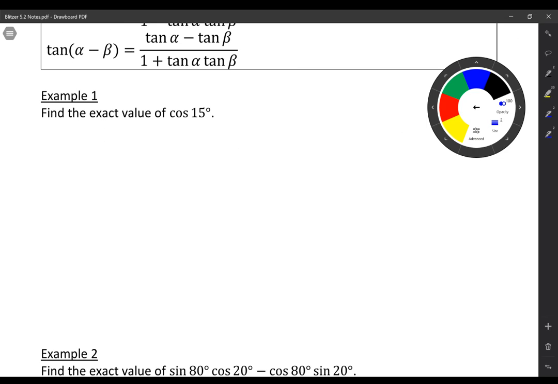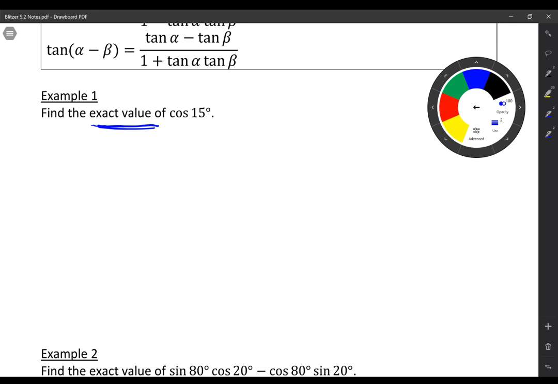So for example 1, they want us to figure out the exact value of cosine 15. Exact value tells us to not use a calculator. And I know that when I work with angles, I can do 30s and 60s and 90s and 45s. I can do multiples of those, but I don't have anything as small as 15. So how am I going to find the exact value when I don't have a fancy special triangle with a 15-degree angle? That's where these sum and difference formulas work.